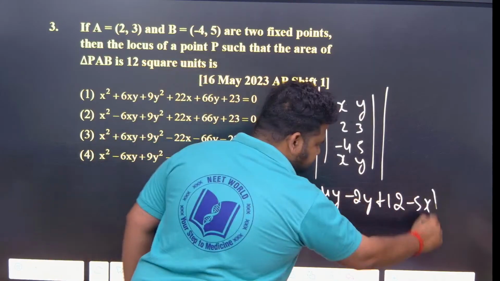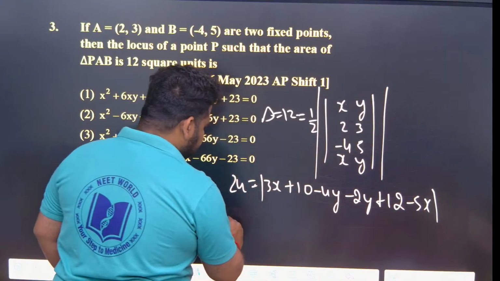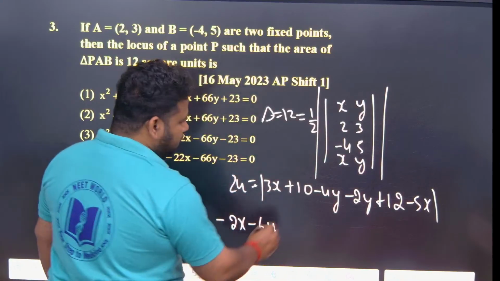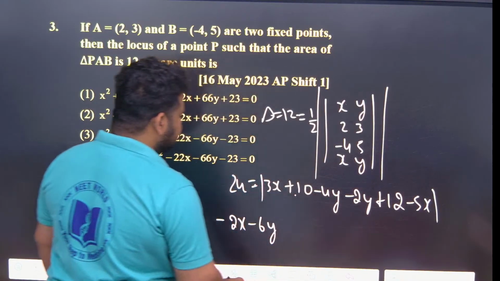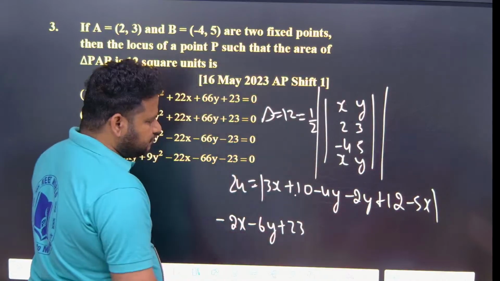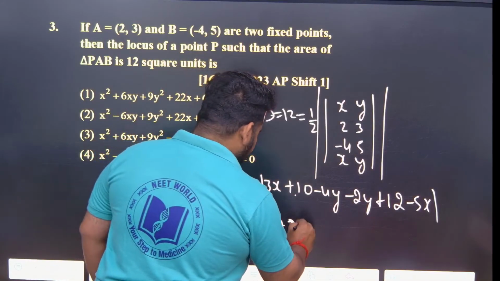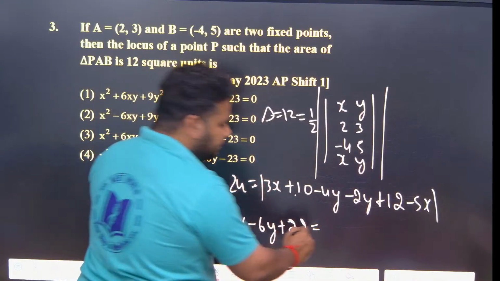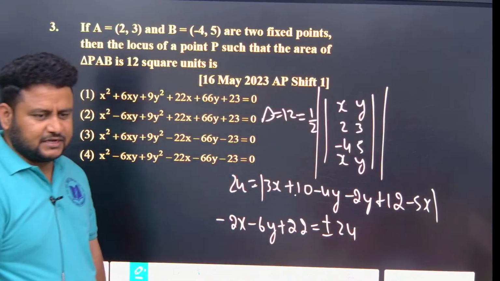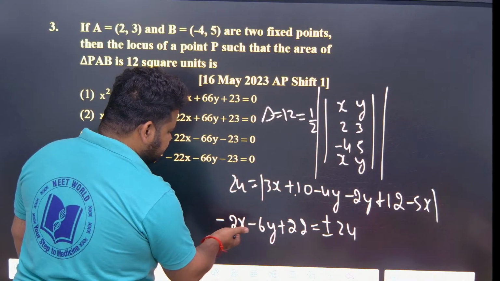This is within modulus. If I remove the modulus, this will become what? First solve this. 3x is there, 5x is there. This will become minus 2x. What about y? This will become minus 6y. What about the constant? 10 plus 12 is 22. So 22 will be equal to, once I remove the modulus, plus or minus 24. You have to write plus or minus 24.